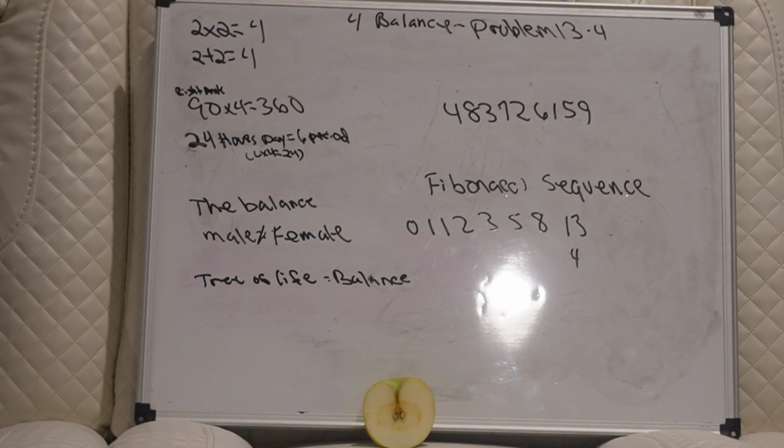Because, once again, 2 is like 0. 0 times 0 equals 0. 0 plus 0 equals 0. 2 times 2 equals 4. 2 plus 2 equals 4. They're the only numbers that do that.